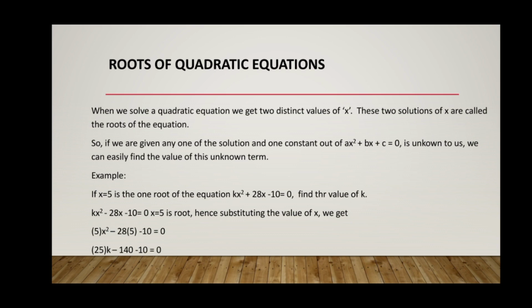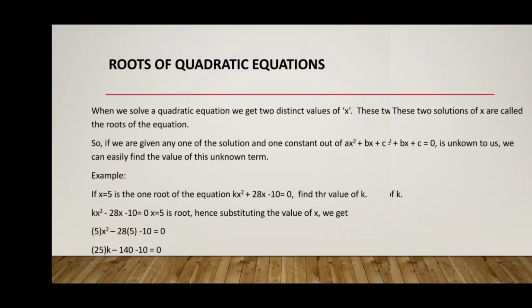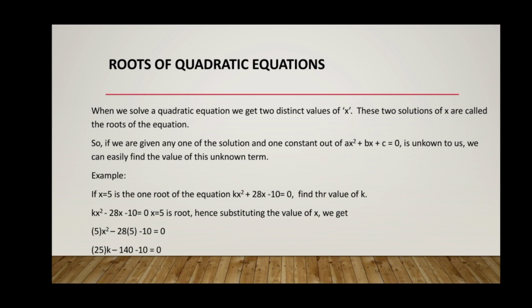So when we are given any one of the roots for this quadratic equation and there is one unknown term in ax square plus bx plus c is equal to 0, we can easily find this unknown term with the help of the given root. So let us see an example for the same.